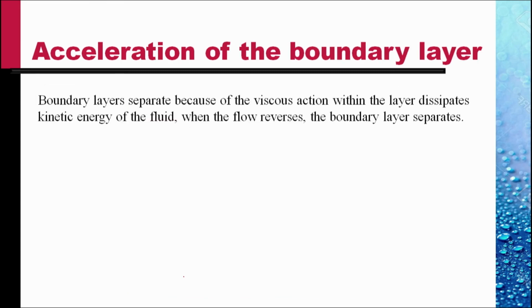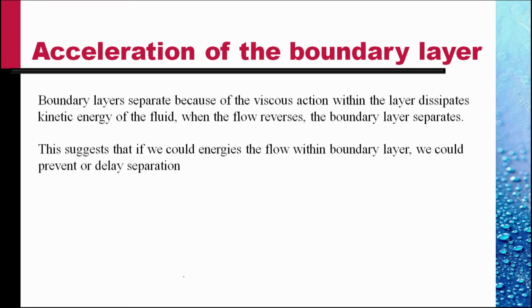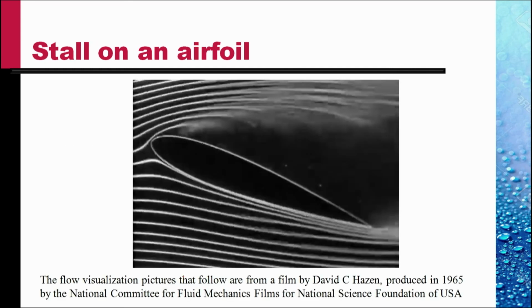Boundary layers separate because the viscous action within the layer dissipates kinetic energy of the fluid. When the flow reverses, the boundary layer separates. This suggests that if we could energize the flow within the boundary layer, we could prevent or delay separation. This is a wing or an aerofoil we saw which is stalling. The angle of attack is so large that the flow separates from the surface right near the nose on the upper surface.